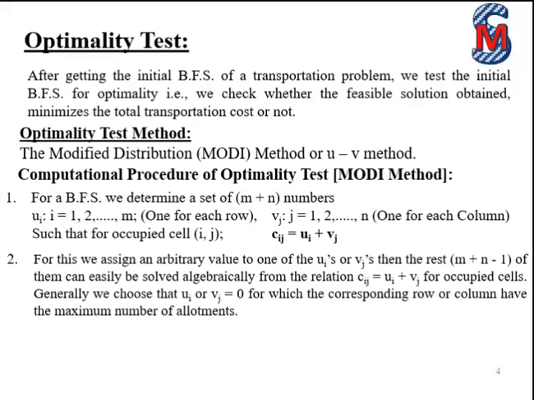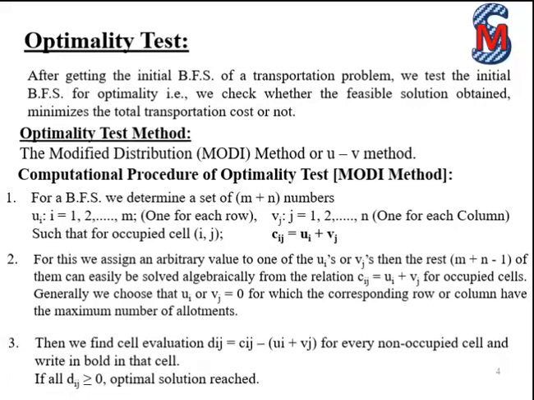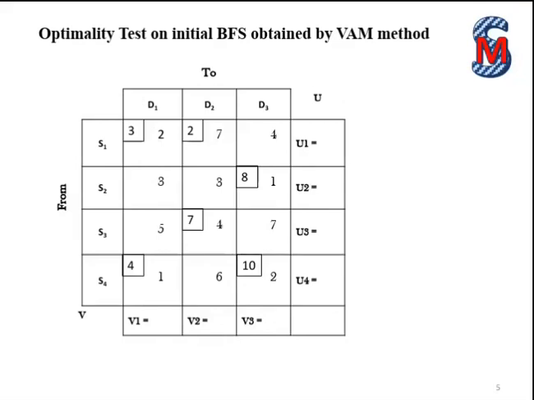Generally, we choose that Ui or Vj to be equal to 0 for which the corresponding row or column has the maximum number of allotments. Once we find all Ui's and Vj's, then we find the cell evaluation Dij for the non-occupied cells by the formula Dij equals Cij minus (Ui plus Vj). And if all Dij's turn out to be greater than or equal to 0, we say that the optimal solution is reached, else we proceed further with more steps. So we will now be applying the optimality test on the initial BFS obtained by VAM method.